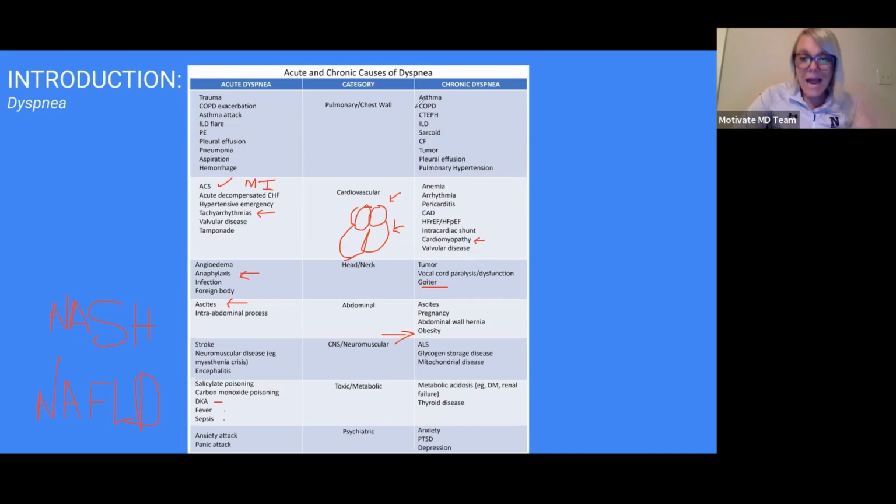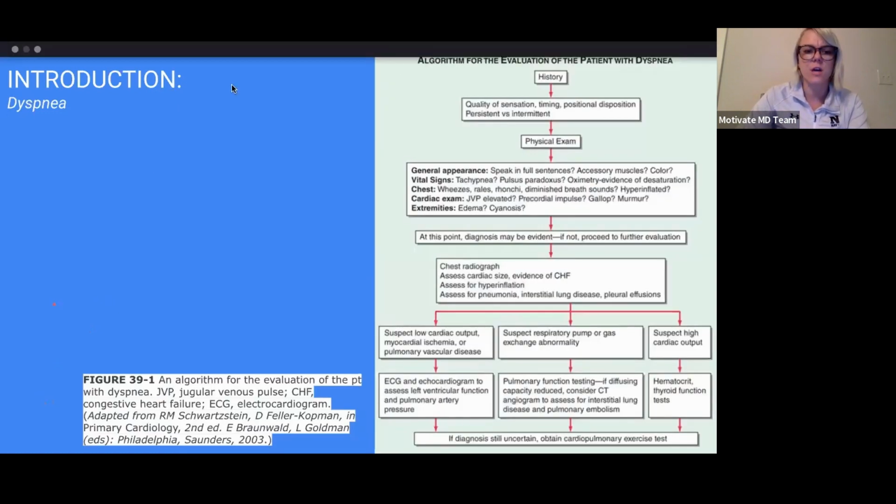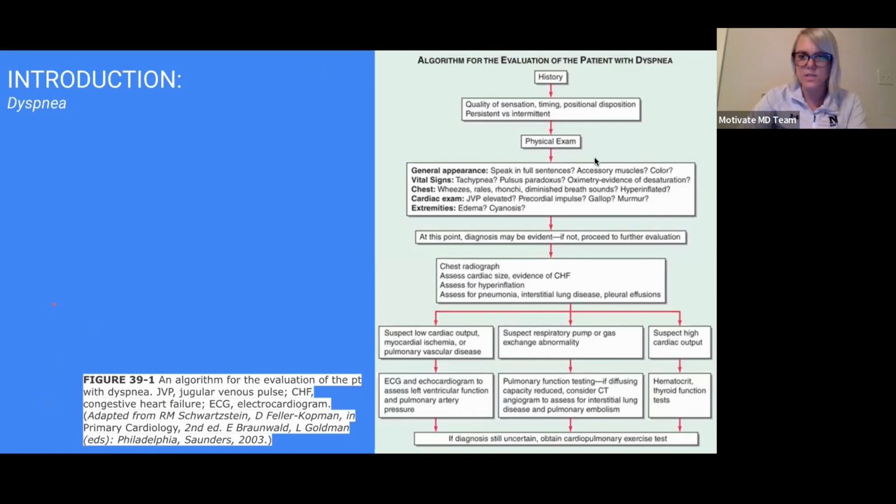Okay, so as you could probably see, the workup for shortness of breath is pretty multifaceted. There's lots of things to talk about here, but let's keep going in terms of what we're going to do if a patient comes to you with shortness of breath.